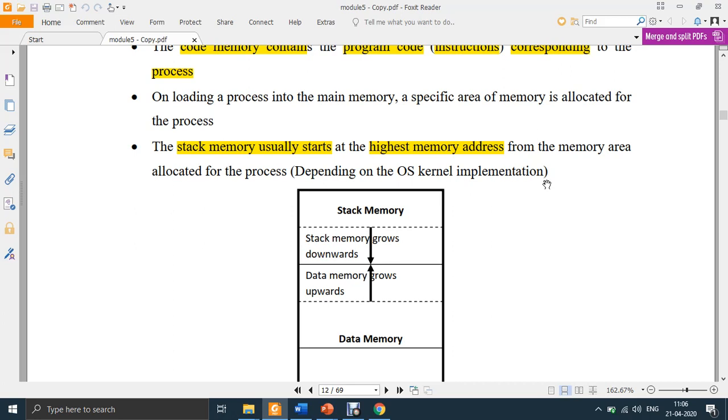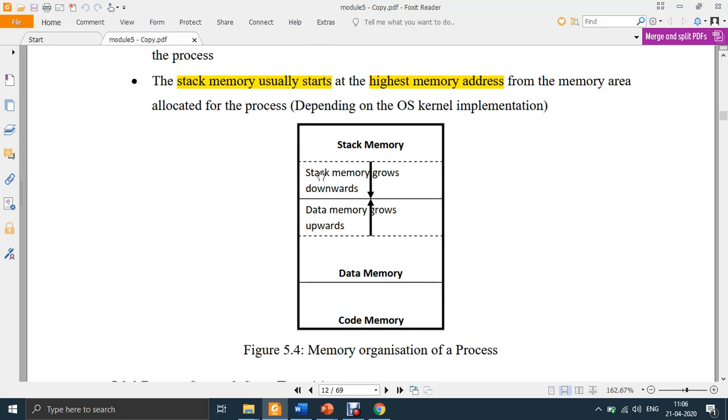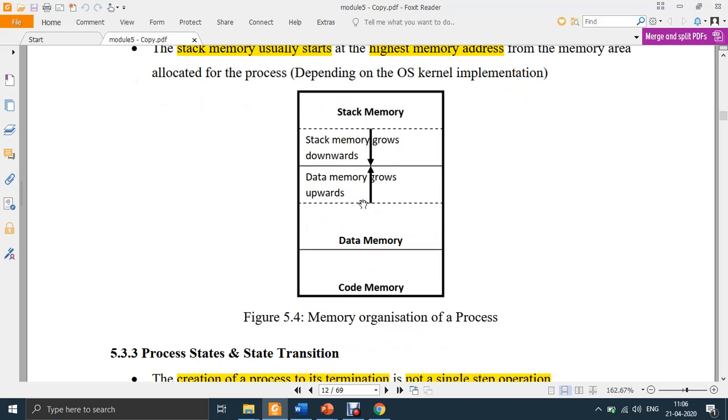So the stack starts at the top and it will grow downwards. This is the diagram. You can see stack memory grows downwards. It will start with the highest memory address and go on growing downwards. For data memory, it grows upwards. It will start with a lower memory address and grow towards a higher memory address.